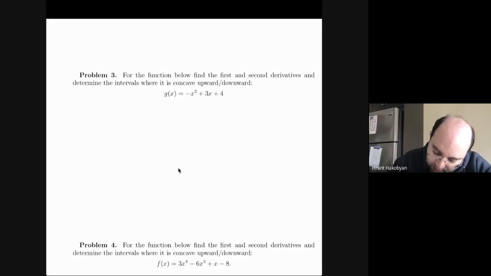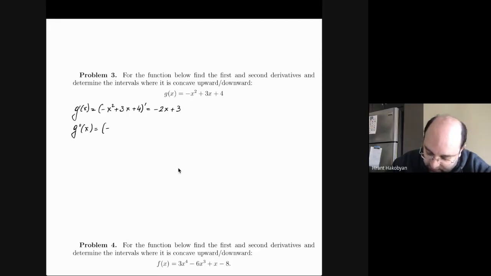So let's do a derivative. g prime here is equal to the derivative of negative x squared plus 3x plus 4. So that's equal to negative 2x plus 3, right? The derivative of 4 is 0. So the second derivative is equal to the derivative of that, negative 2x plus 3. So that's equal to negative 2, right? Because the derivative of x is 1 and the derivative of 3 is 0.